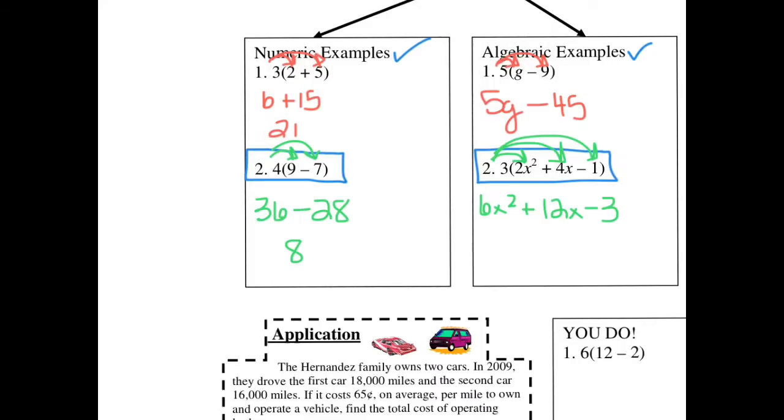So hopefully when you simplified the numeric example using the distributive property, you ended up with 36 minus 28, which simplifies to 8. And when you used the distributive property to simplify the algebraic example, you ended up with 6x squared plus 12x minus 3.